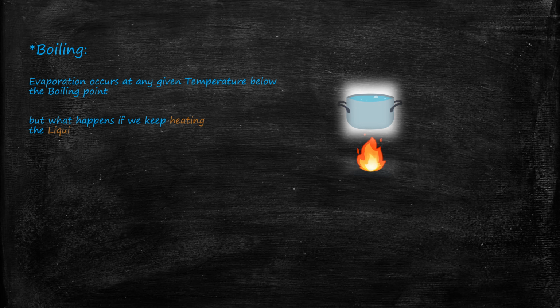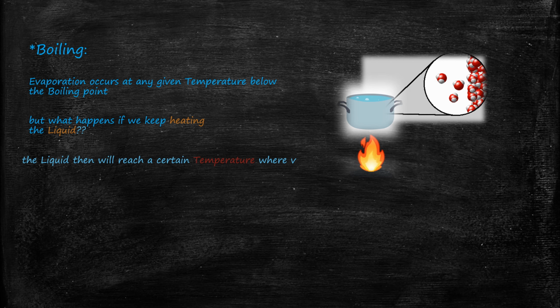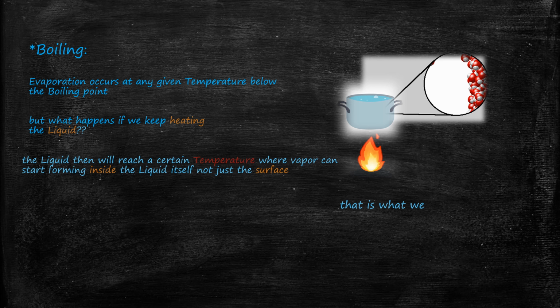We mentioned earlier that evaporation occurs at any given temperature below the boiling point. But what happens if we keep heating the liquid? The liquid then will reach a certain temperature where vapor can start forming from inside the liquid itself, not just the surface, and that is what we call boiling.